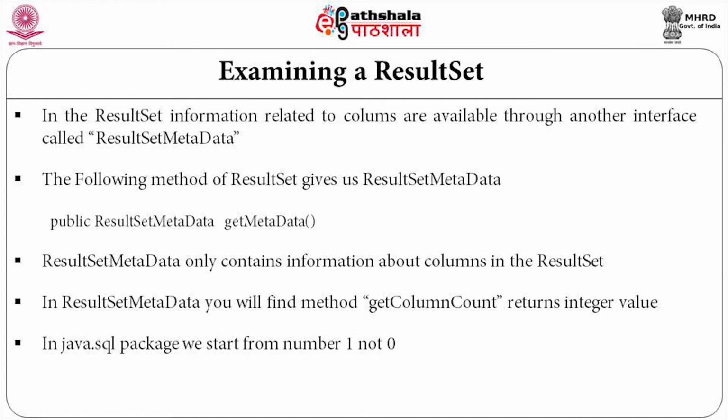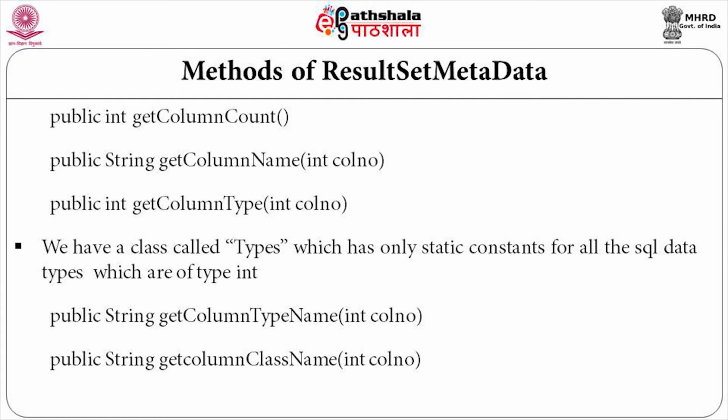A result set has the data from a table, rows and columns, or maybe a join, with a number of columns selected. In the result set, one part is the data, and if we ignore the data part, it is nothing but the columns. Information related to the columns of a result set is available through another interface called ResultSetMetaData. Once you have a result set object, you can use the method getMetaData, giving an object of ResultSetMetaData. It contains information only about the columns of the result set. It has no data part, only the information.